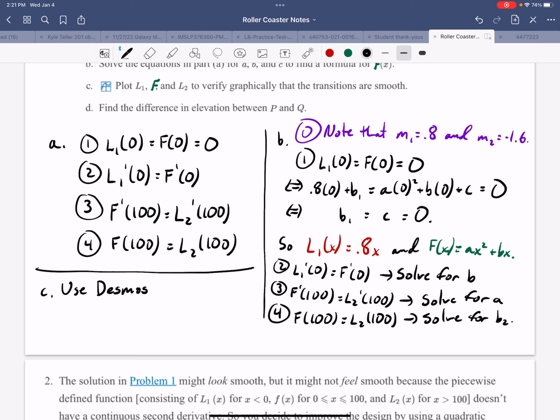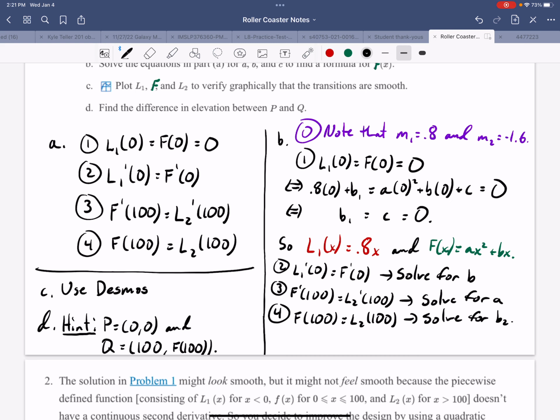And then for part D, you need to find the difference in elevation between P and Q. And I'll say the hint is that P equals 0, 0, and Q equals 100, comma, f of 100. Or, if you prefer, L of 100.